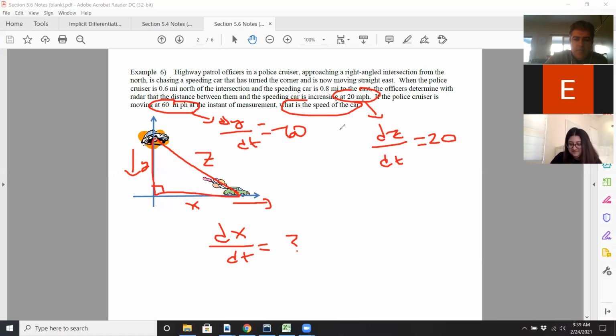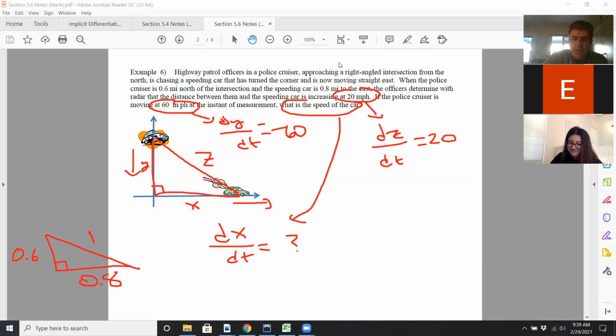That's what I want to find. What is the speed of the car? That's what I want to find. So you have to do all that prep work, and a snapshot, a second diagram. So the police cruiser is 0.6 miles north of the intersection. The speeding car, the green car, the balloons, is 0.8 miles away from the intersection. So using the Pythagorean theorem, z is going to be 1, just so you know. This is using the Pythagorean theorem, and that's going to be our equation.